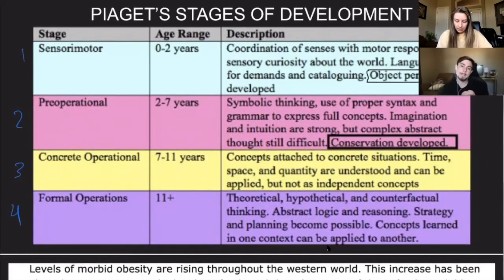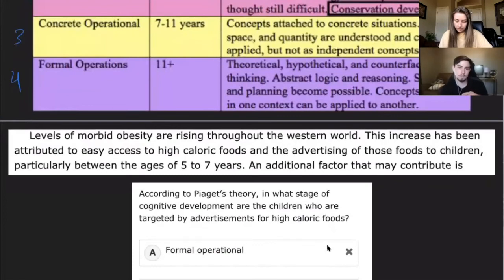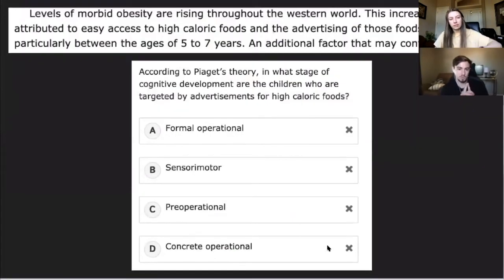So here's a question. Did you take the last one? I'll take this one. Levels of morbid obesity are rising throughout the Western world. This increase has been attributed to easy access to high caloric foods and the advertising of those foods to children, particularly between the ages of 5 to 7 years old.